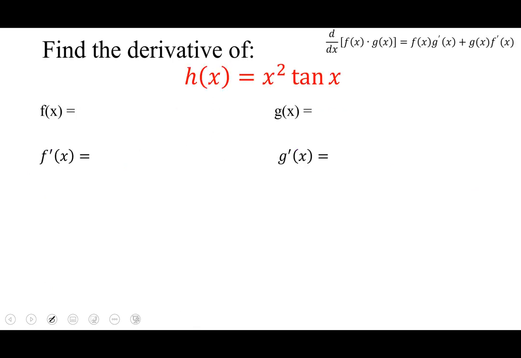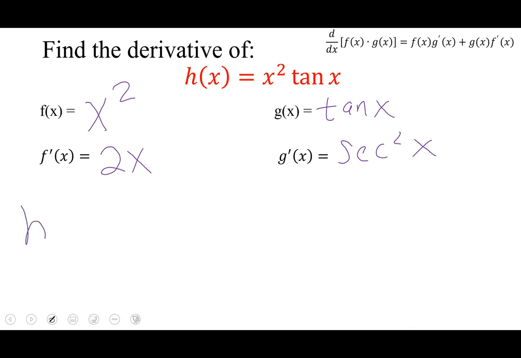Here in the next example, find the derivative of h of x equals x squared times the tangent of x. So again, this is where we have to use not only our new trig rules, but also the product rule. So if you're using this key, you're going to go ahead and call f x squared. Then you're going to call g the tangent of x. The derivative of x squared is 2x. The derivative of the tangent is the secant squared.